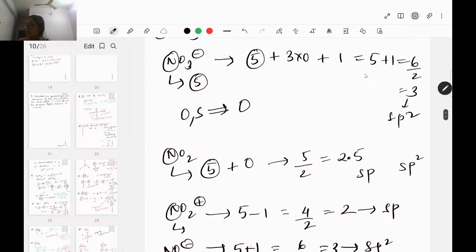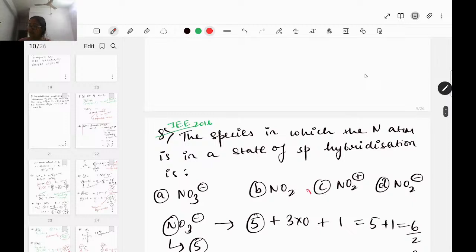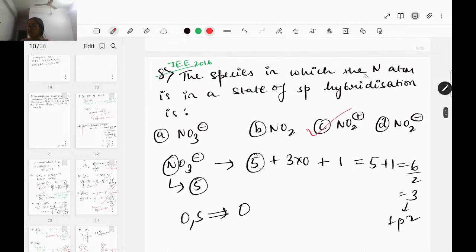So we can clearly see the answer is NO2 plus because it has a hybridization of sp. Okay, this is the answer. This came in JEE 2016. So I guess you will be able to understand now, very easily, how to find out the steric number and how to find out the hybridization.